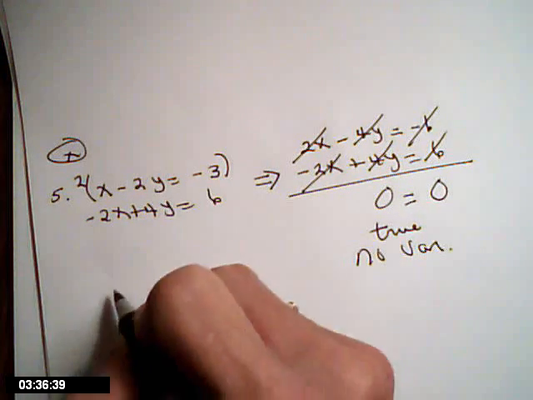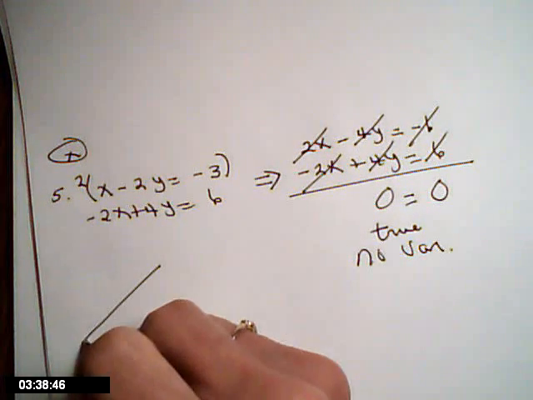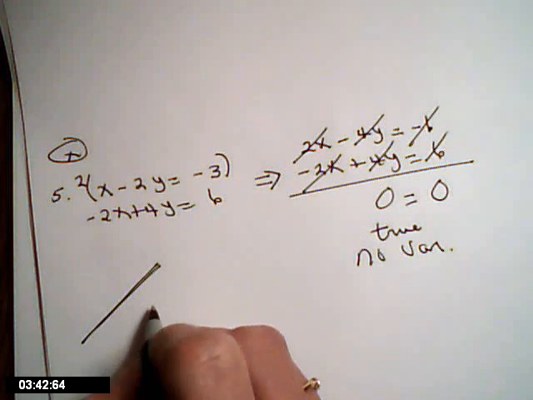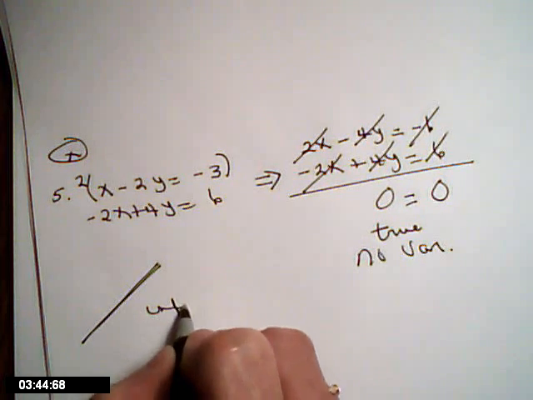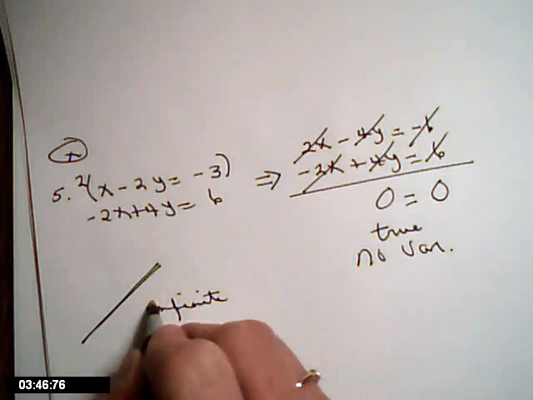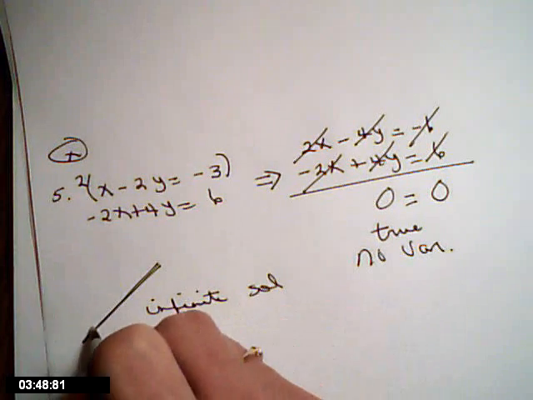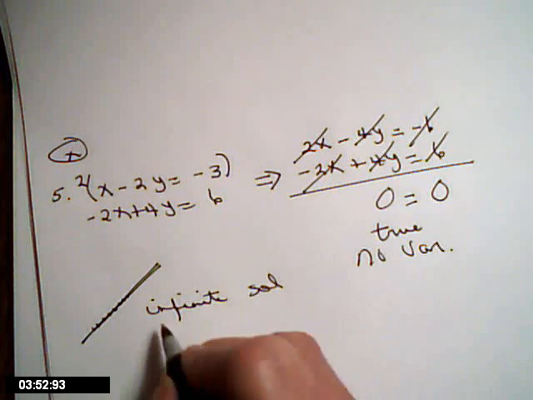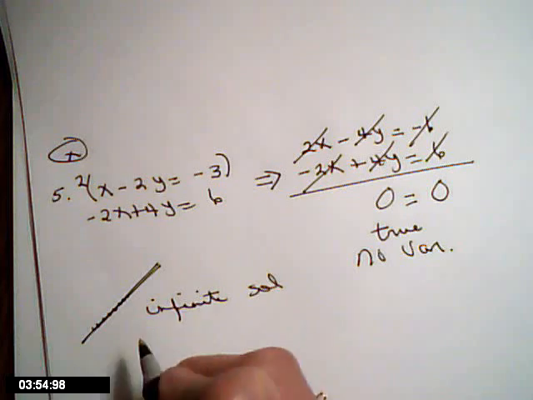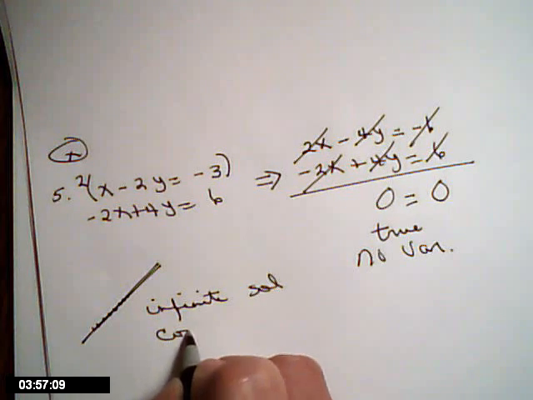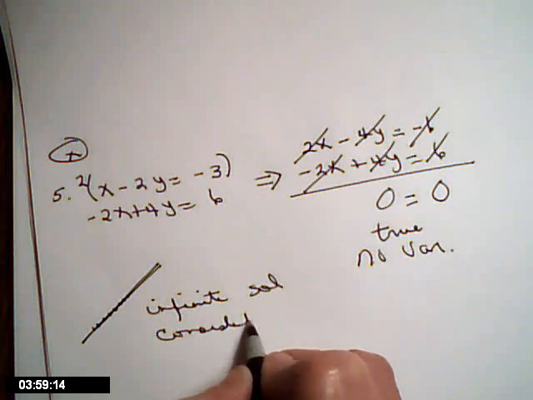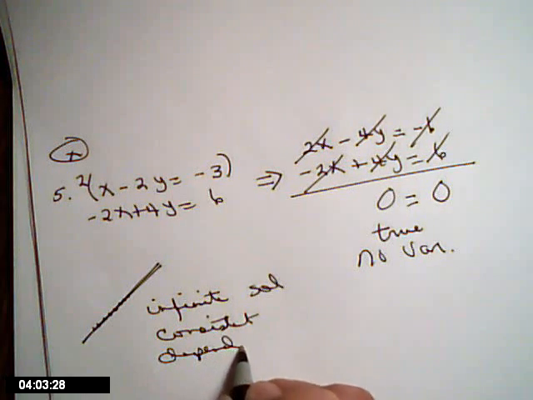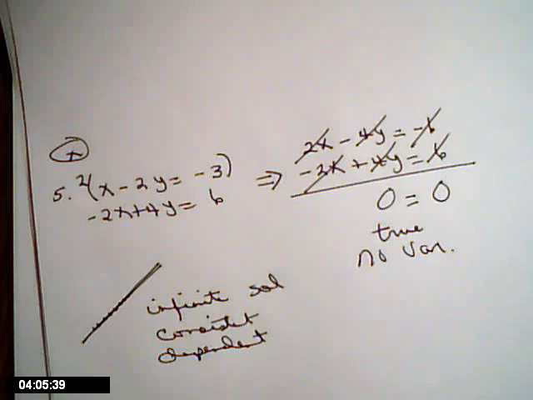Now this means that if you graph this, one line would fall directly on top of the other line. So I have infinite solutions, which means that every point on one line is also a point on the other line. Since I do have solutions, it is consistent. And since I have infinite solutions, it is dependent. In other words, one line is dependent on the other.